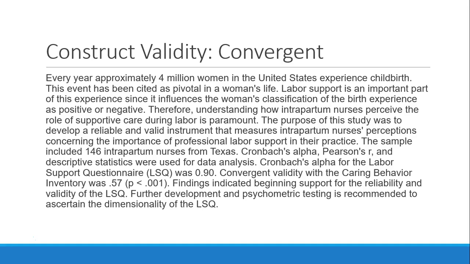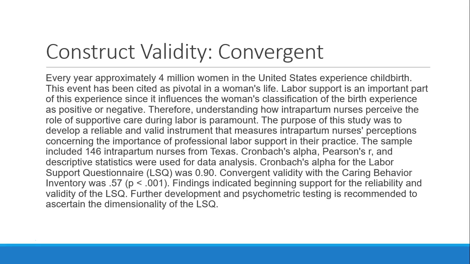So what they did was correlate the Labor Support Questionnaire with the Caring Behaviors Inventory and got a moderately strong, statistically significant correlation. This is another example of convergent validity, because beginning support is established for the reliability and validity of the LSQ, but it has to be further developed. What they're saying essentially is that labor support and caring converge. They're related. They may not be strongly related at a 0.8 correlation coefficient, but they are related at a moderately strong correlation coefficient.